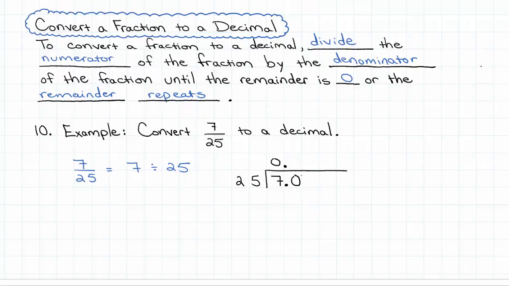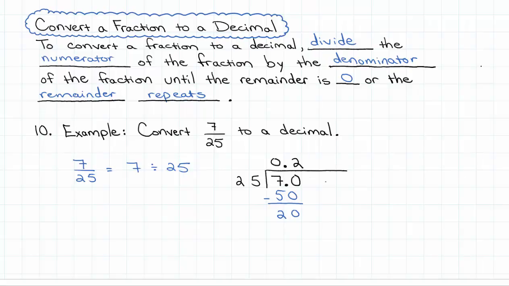How many times does 25 go into 70? It goes into 70 2 times. 2 times 25 is 50, so we're going to subtract. 0 take away 0 is just going to give me a 0. And if I take away 5 from 7, I'm going to get a 2. Okay.